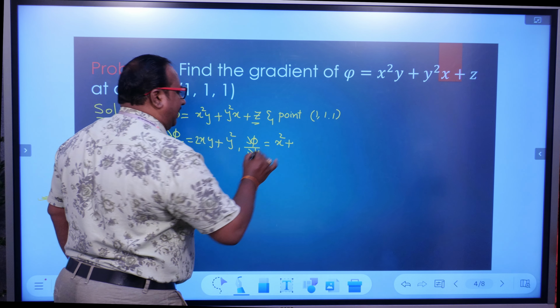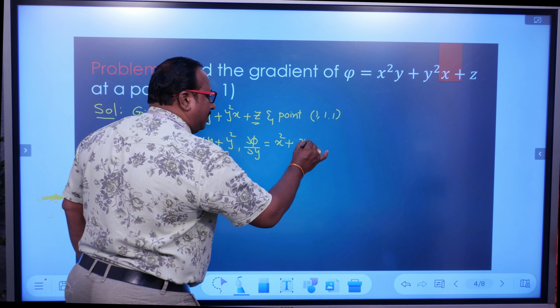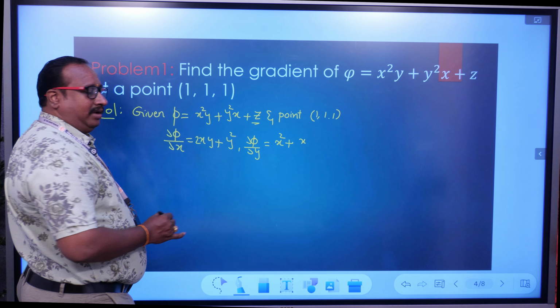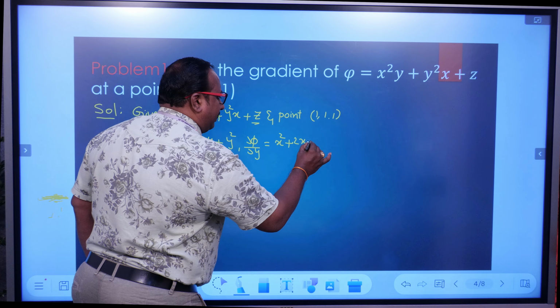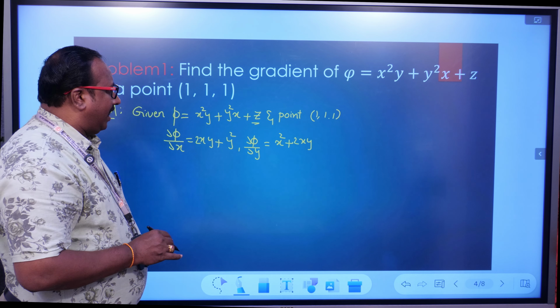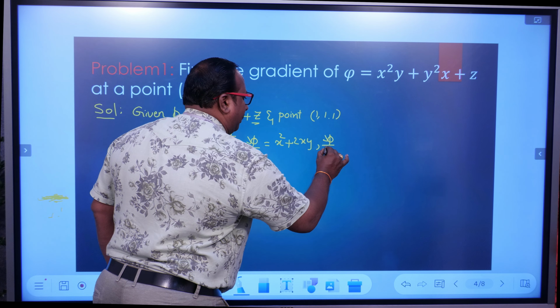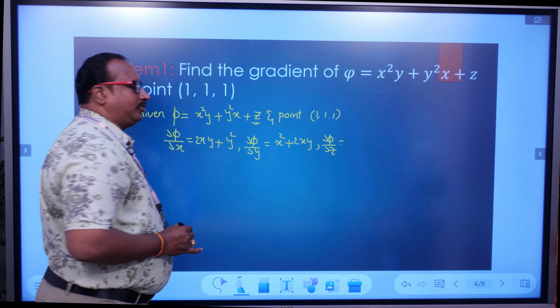Plus next term is y square x. In y square x, x square x is constant, take outside, remaining y square derivative 2y. So 2xy. Next term z. Derivative of z with respect to y is 0. Right? So now calculate dou phi by dou z, partial derivative with respect to z.